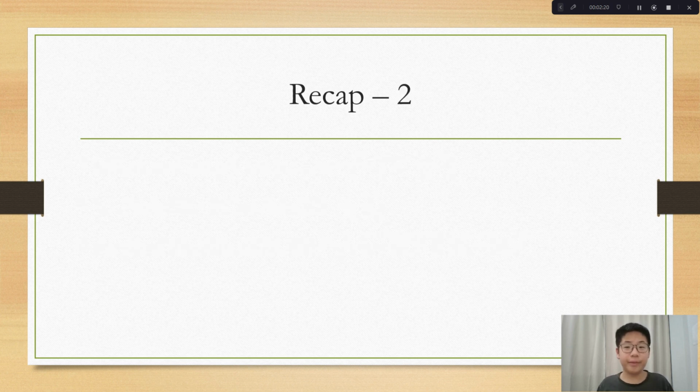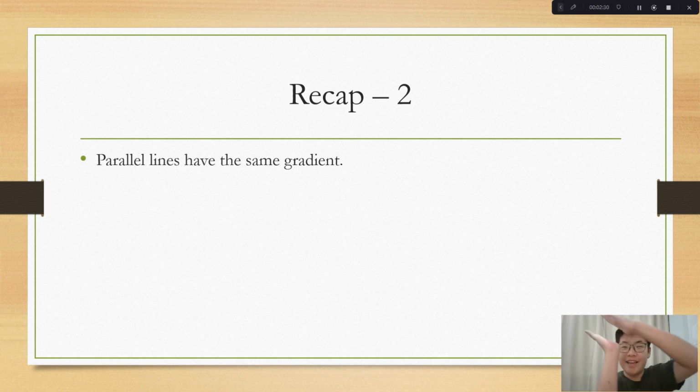Our next topics for recap: parallel lines have the same gradient. It's obvious because if you have lines with different gradients, they are not parallel. Remember, parallel lines must always have the same direction. And here's a joke about parallel lines. Drum roll, please. They have so much in common. It's a shame they'll never meet.